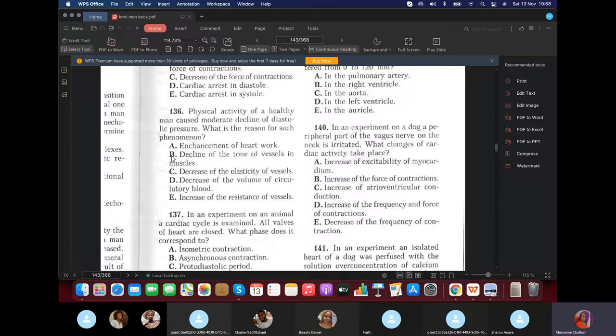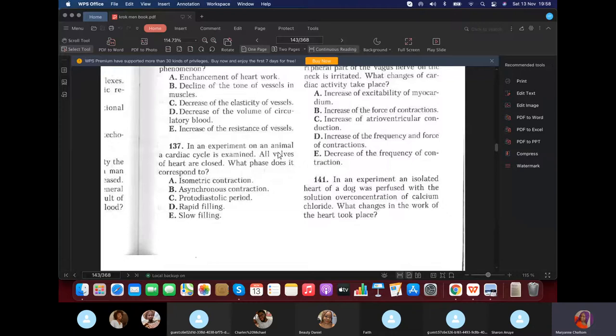So the answer will be B, decline of the tone of vessel in the muscle. It's not a decrease of acidity of the vessel, because lactic acid acts on the smooth muscle.